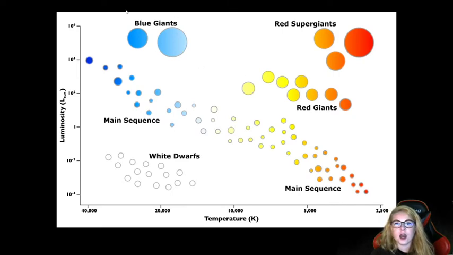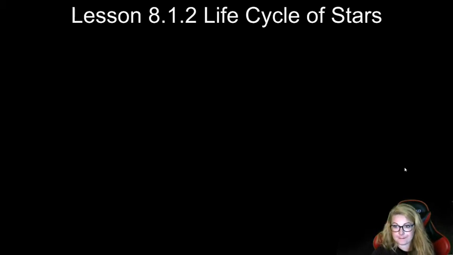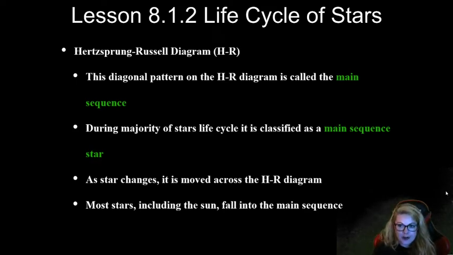And we said the hot blue ones are up here. They're on the left, the red are on the right, and the brighter ones are up top, while the dimmer ones are on the bottom. On the HR diagram, there's a diagonal pattern called the main sequence, which I just showed you. During the majority of a star's life cycle, it's going to fall into the main sequence pattern. So we would find the majority of stars during the majority of their lifetime to be in that band, the main sequence. As a star changes, it moves across this HR diagram.